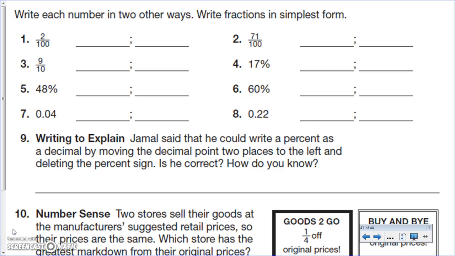For problems 1 through 8, it wants us to write each number in 2 other ways. If it gives us a fraction, we need to do the decimal and the percent. If it gives us the percent, we need to do the fraction and the decimal, and so on, so that we have all 3 forms represented.